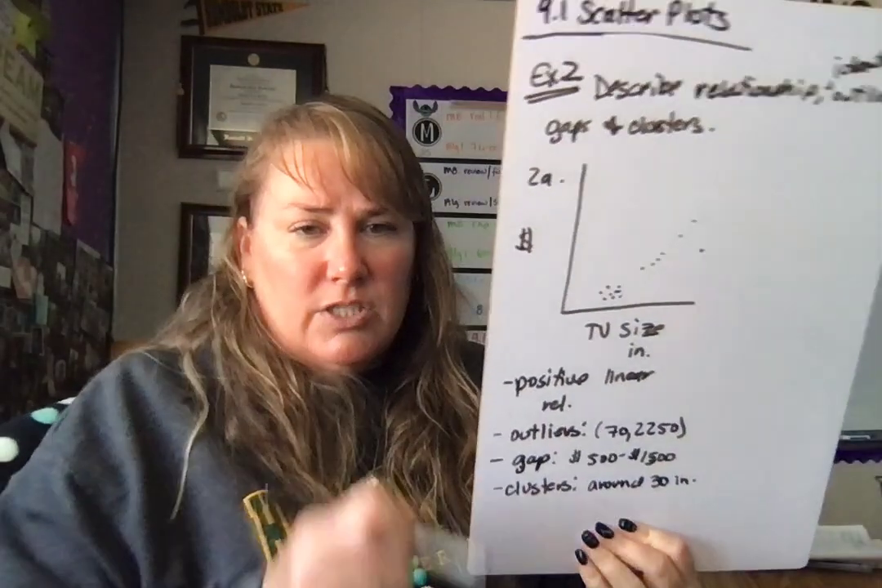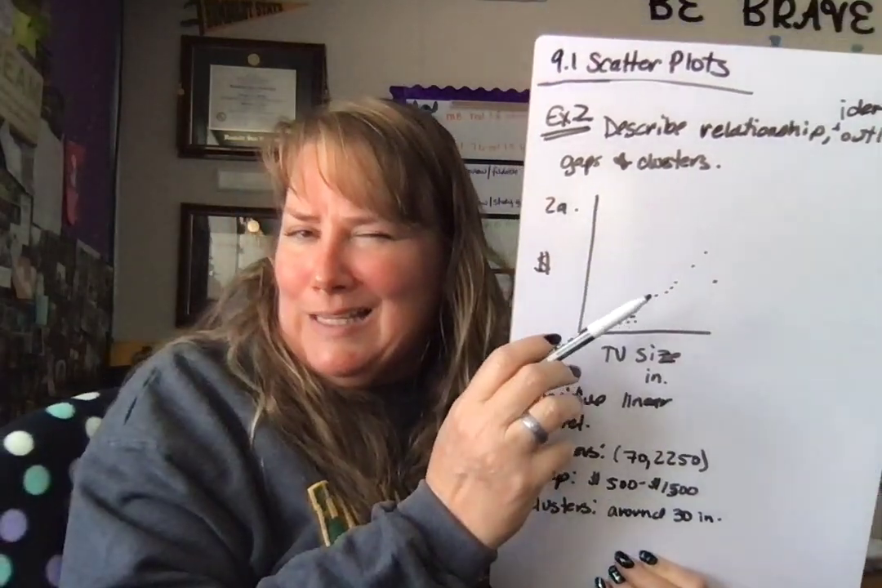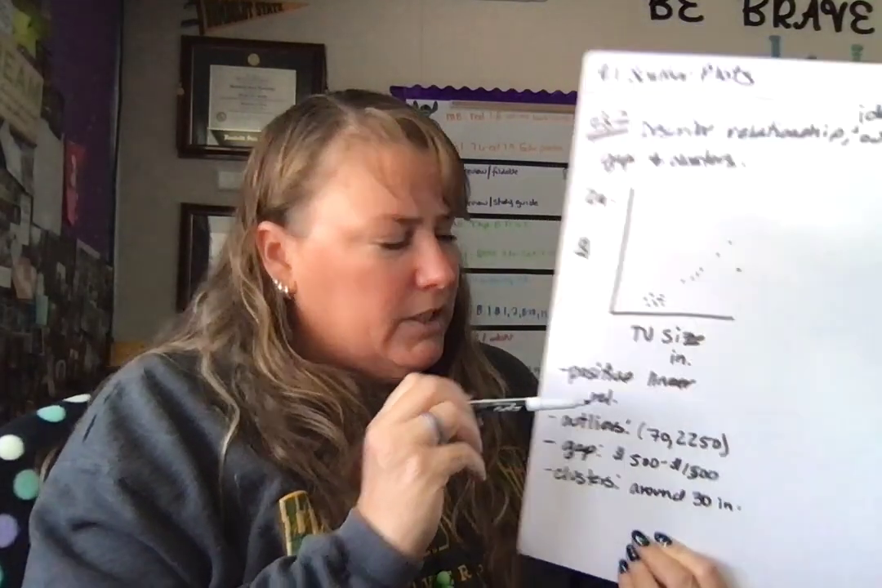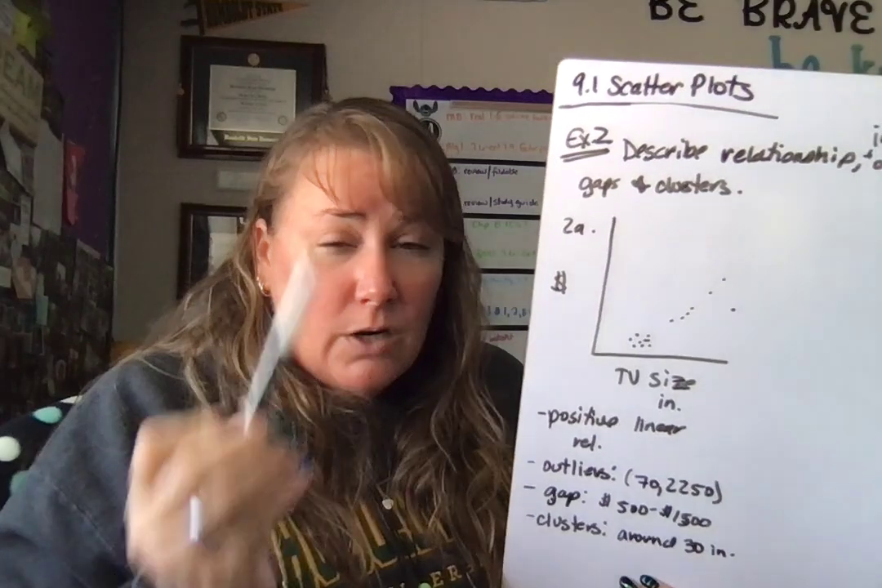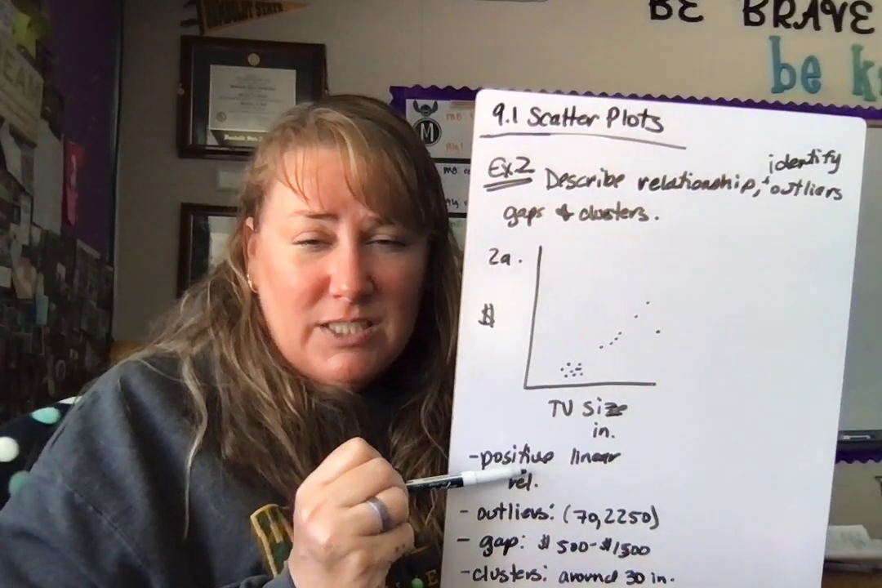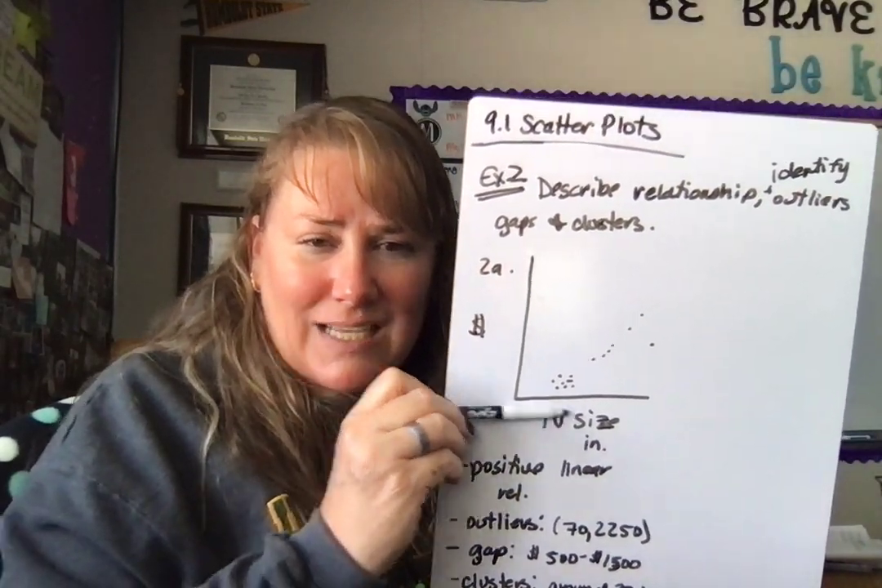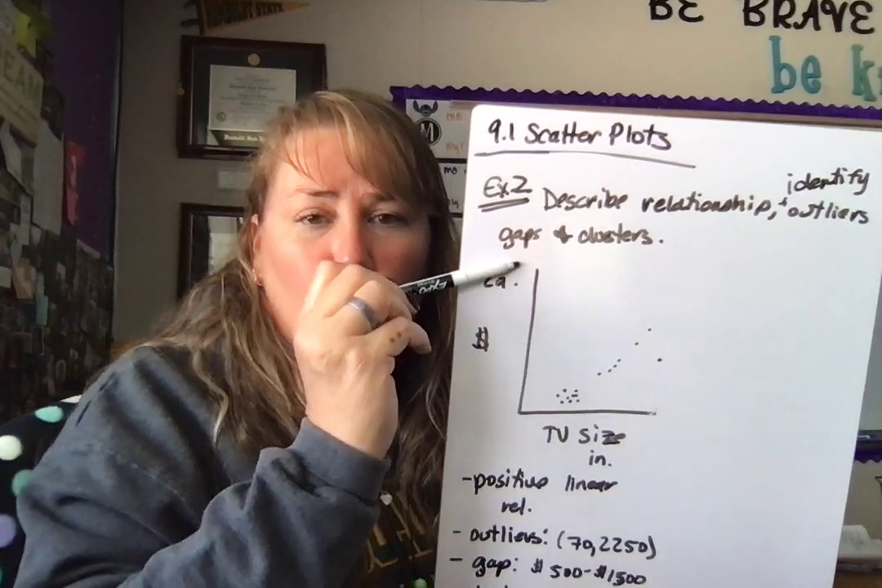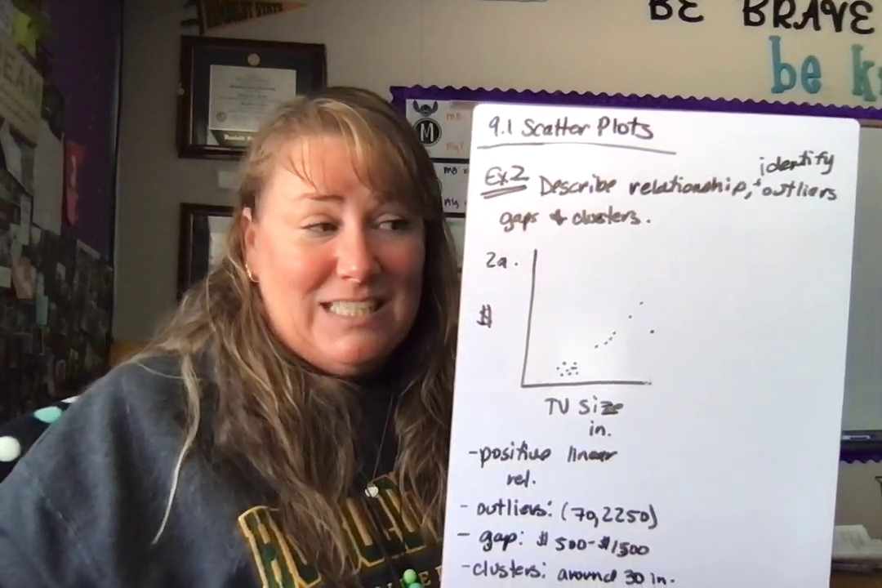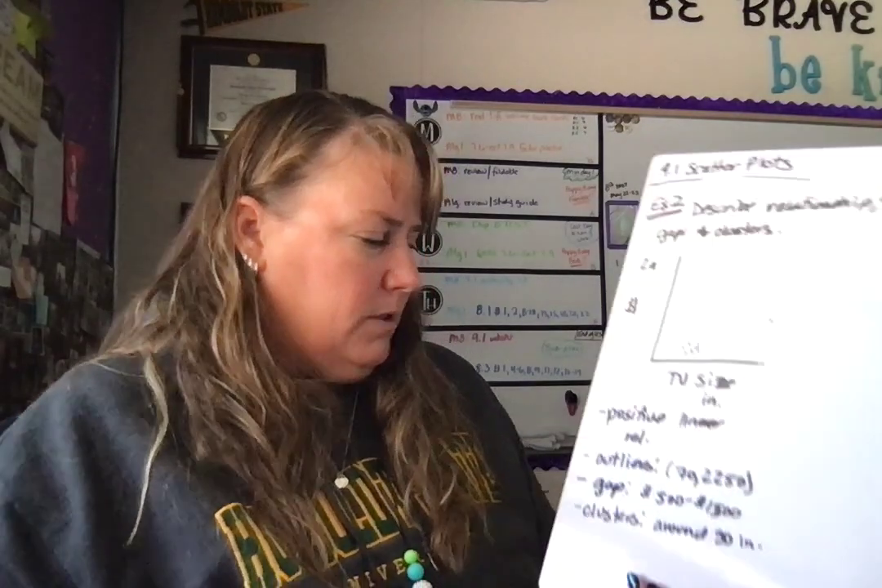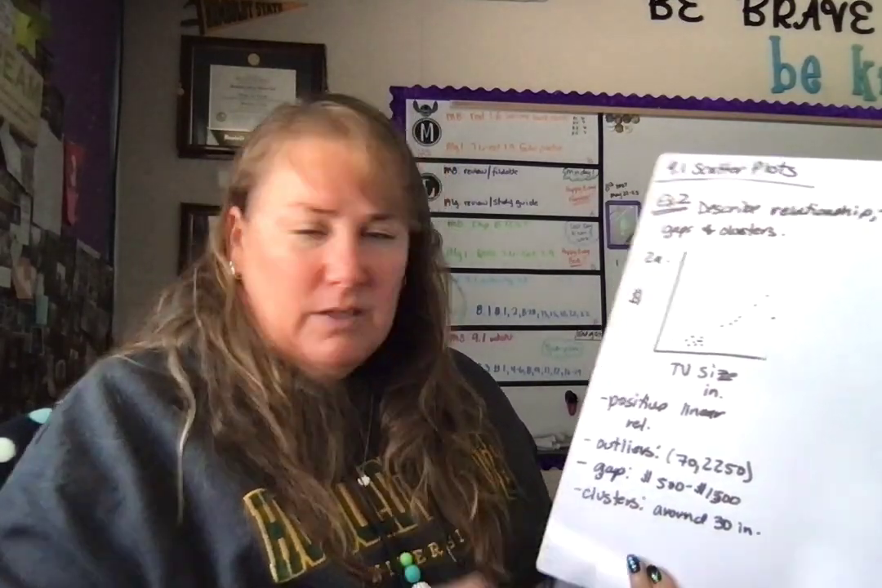So there you go. You just identify the relationship because it looks more like a line and it's generally rising, so it's positive linear. Meaning, I don't know if I went over what the meaning is. If it's a positive linear relationship, that means as x increases, y increases. That's the positive part. Your outlier, gap, and cluster.